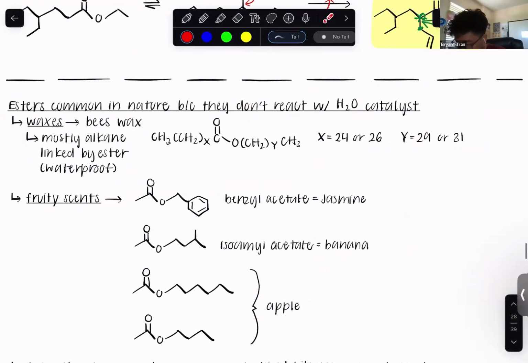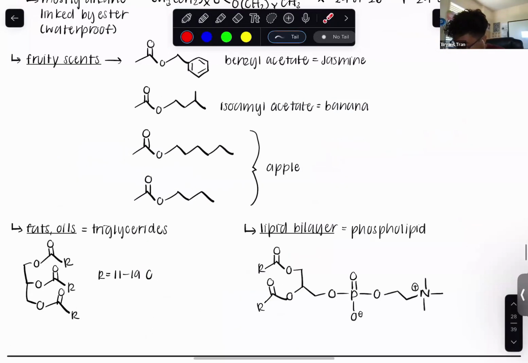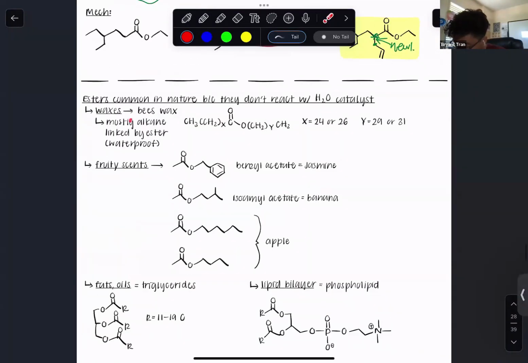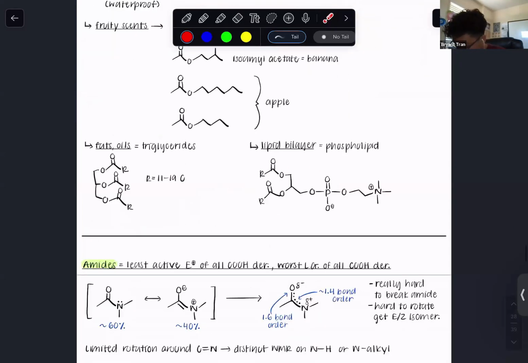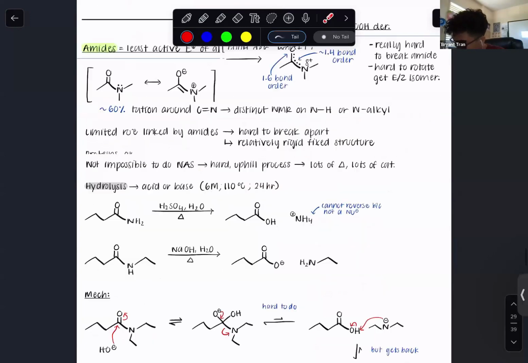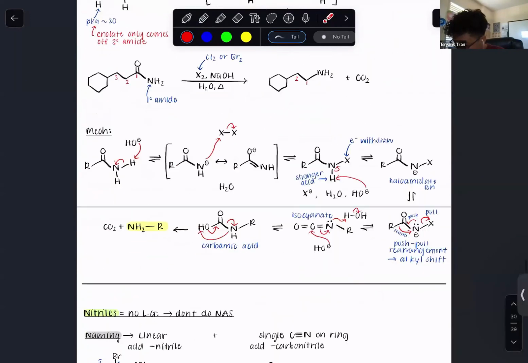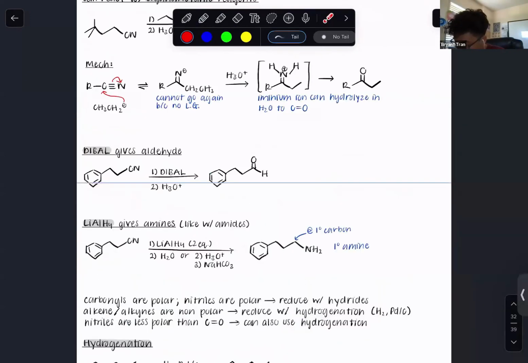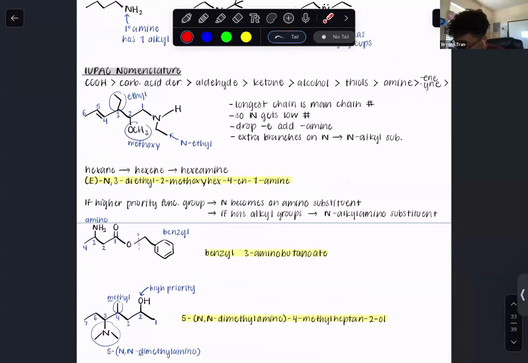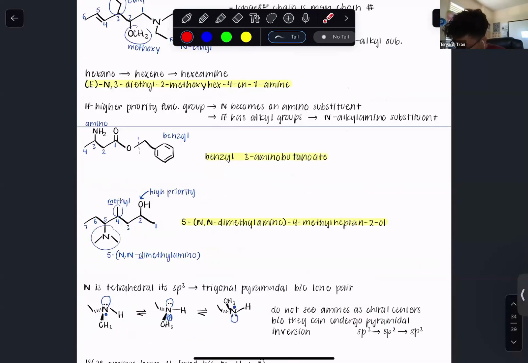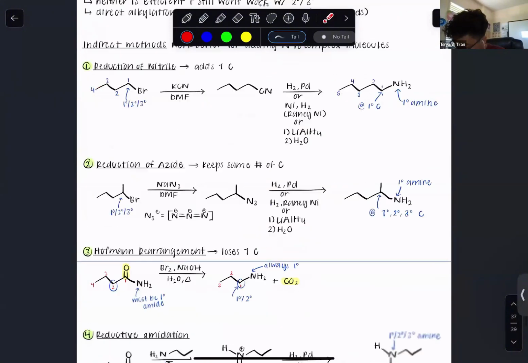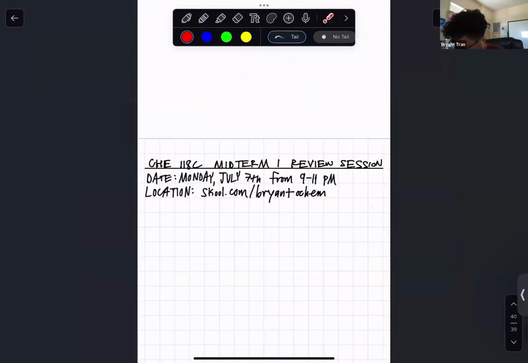Okay. So these are some information that you need to know about esters. They could be waxes, they could be fruity scents, they could be fats and oils, they could serve as lipid bilayers, right? These are just conceptual stuff or vocab that you need to know. The last, or like one of the last carboxylic acid derivatives is the amide, right? And then nitriles afterwards. And then chapter 21 is about amines, right? Okay.